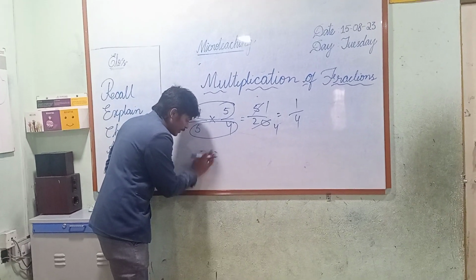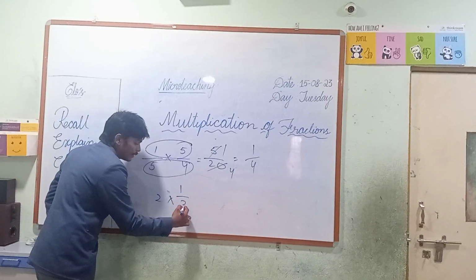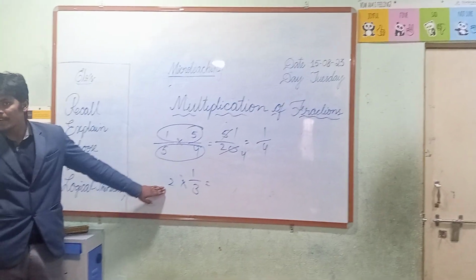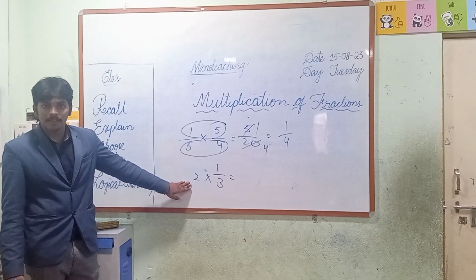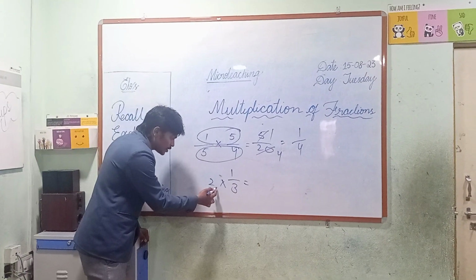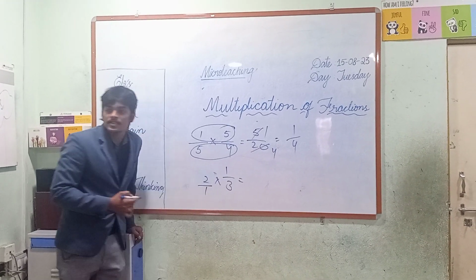So there is a number 2 into 1 by 3. It is a whole number, but it's not a fraction, right? So what do we have to do in this? It's a very simple thing. We have to assume that there is no denominator, right? We have to assume that there is a denominator as 1.